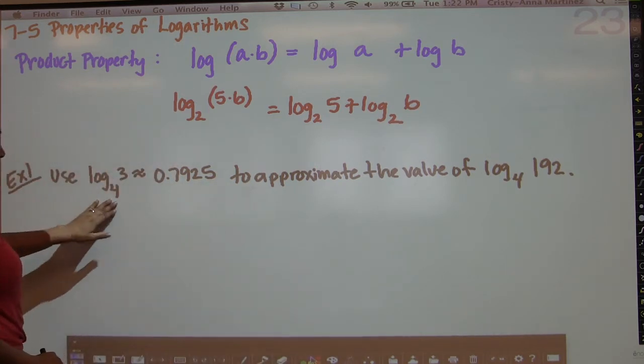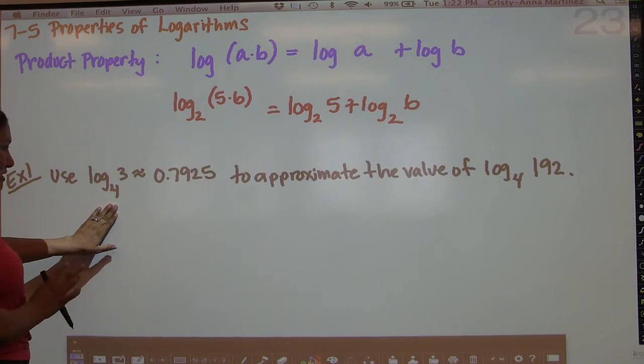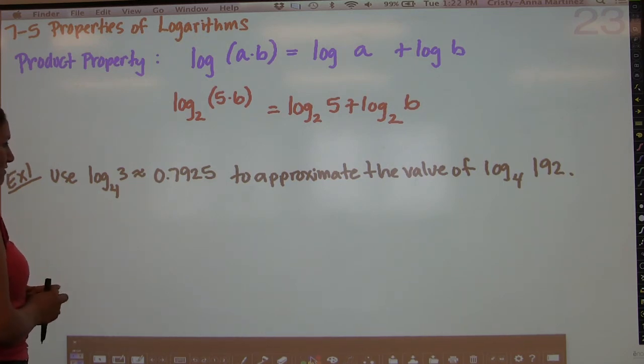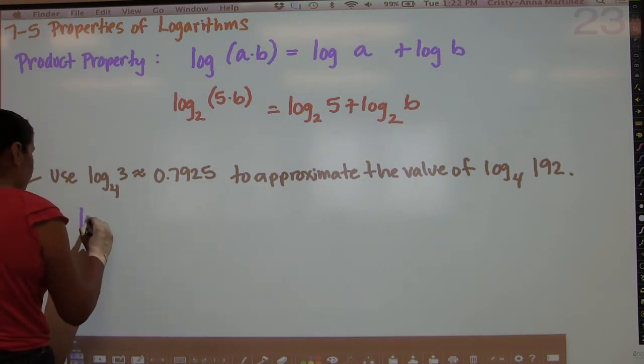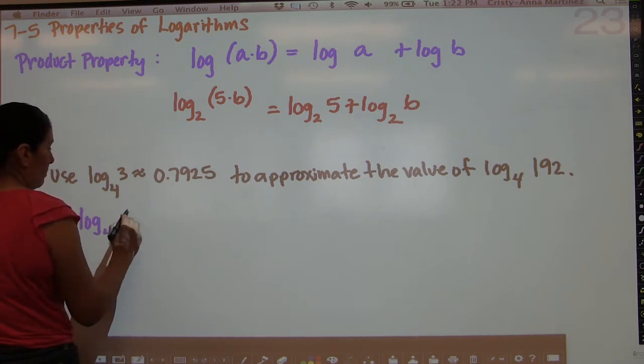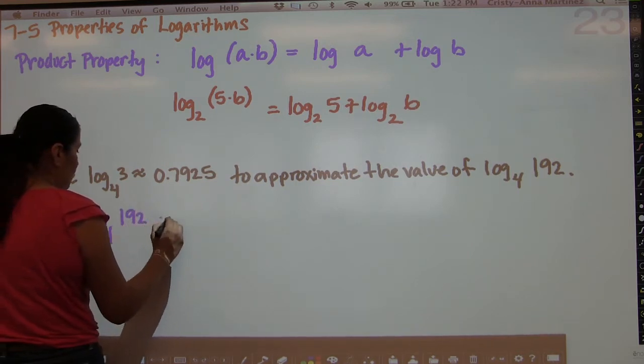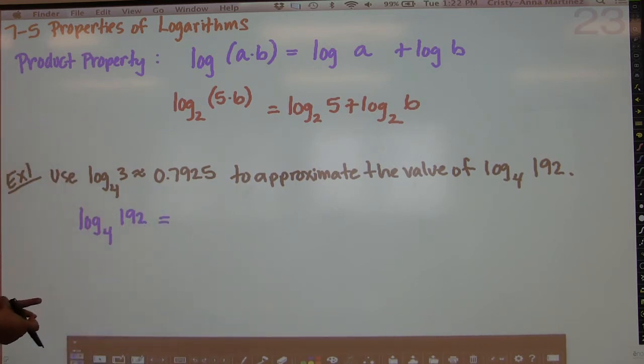And we know that log base 4 of 3, because it's given, is approximately 0.7925. And they want us to use that information to approximate the value of log base 4 of 192. And so the key to this problem is that you first have to break down the log base 4 of 192, most likely to some kind of a product.